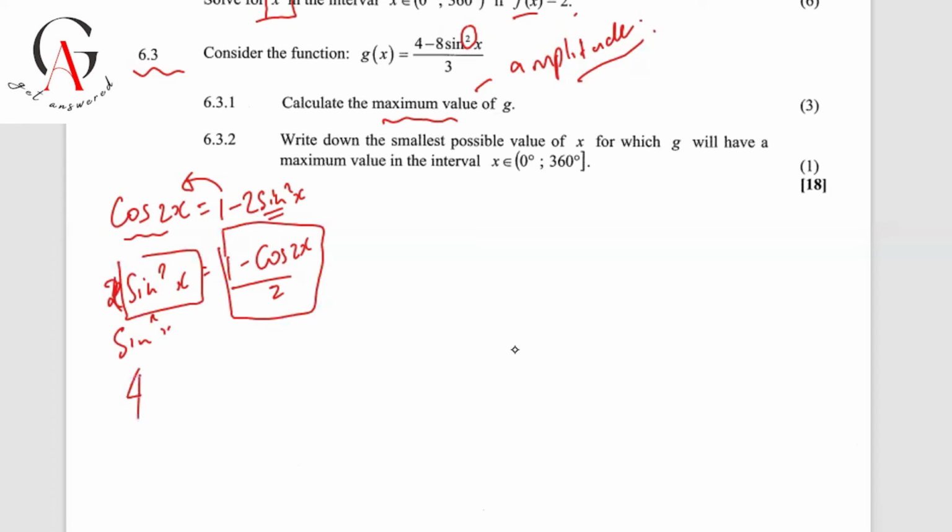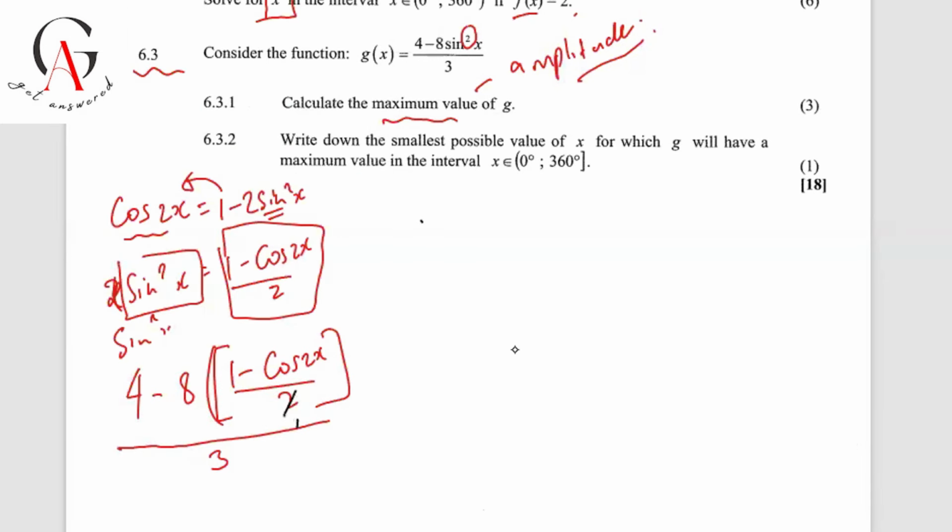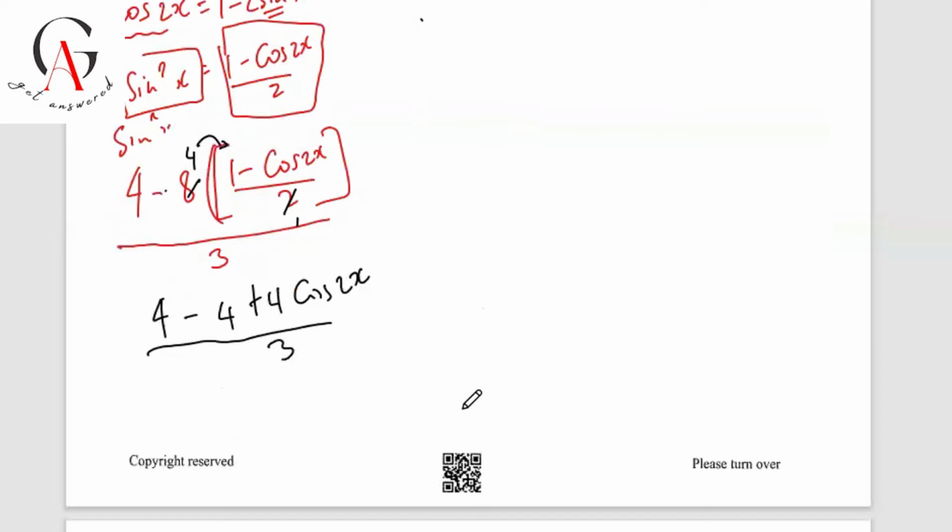So that's going to be 4 minus 8 into (1 minus cos 2x) over 2, and this whole thing is over 3. Then the 2 can reduce the 8: 8 divided by 2 is 4. Open up that: 4 minus 4. Then this negative from that, I'll have a positive 4 cos 2x, everything over 3. Then the 4 is going to cancel that, so it's just 4 cos 2x over 3.